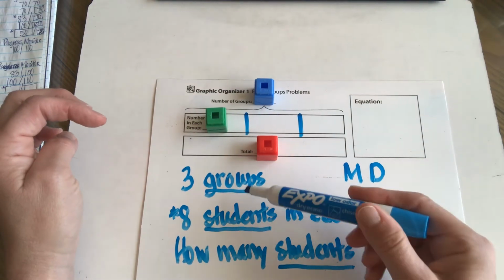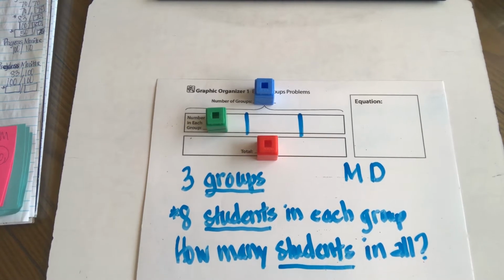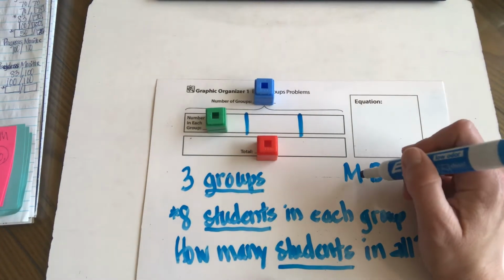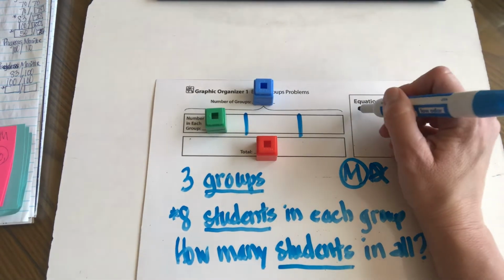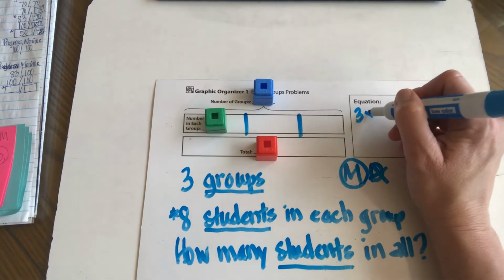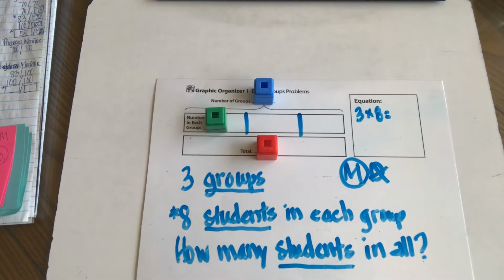But my labels don't match here. I'm not adding or subtracting. I can't add 3 groups to 8 students and have those 3 groups magically turn into students. It doesn't work that way. I can only add and subtract things that are the same. So in this case, we are multiplying. And so I've got 3 groups of 8, right?